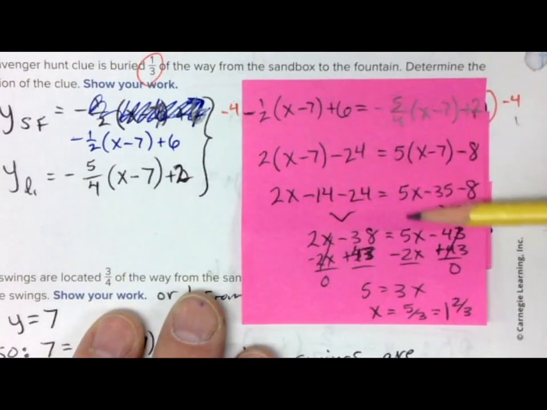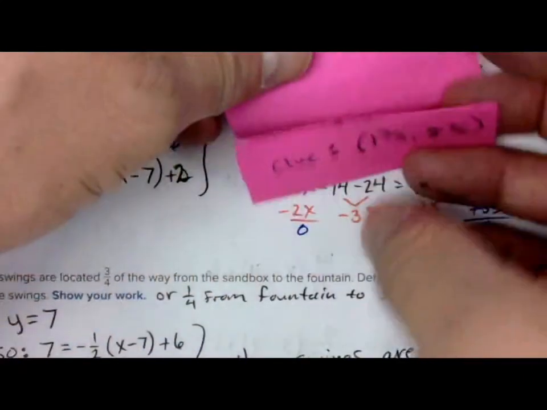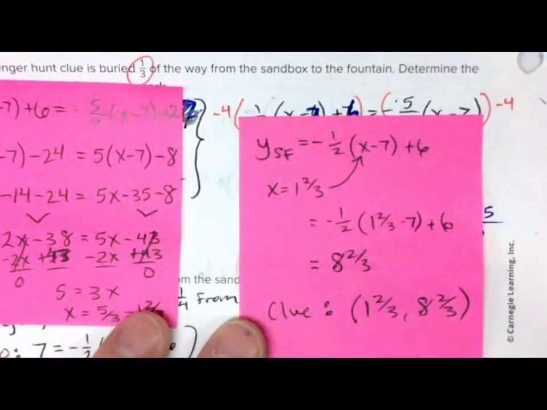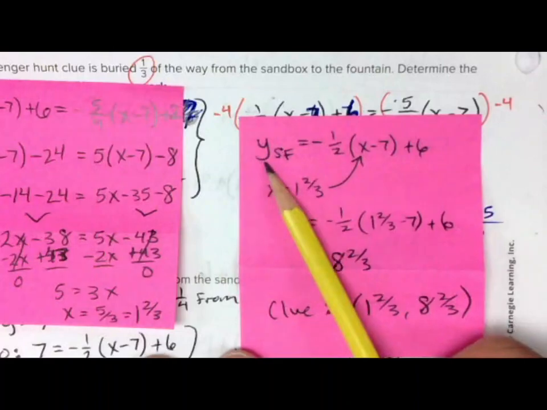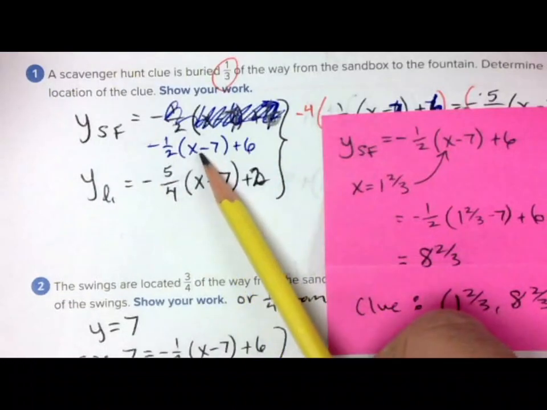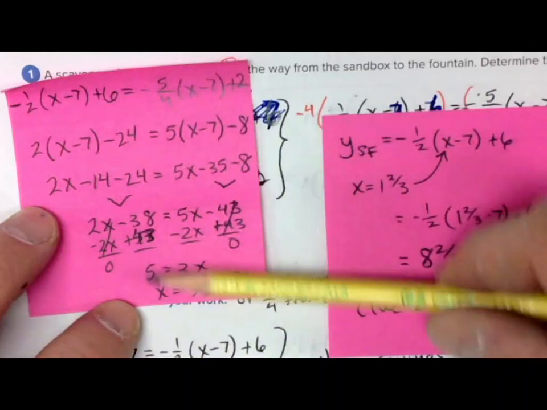This is all photo math at this point, because you're going to continue to solve the equation to get x equals 1 2/3. But if you know that x equals 1 2/3, then you're going to have to go back and solve to figure out the y coordinate. So I'm picking the equation for the sandbox to the fountain, and I'm going to replace the x in the sandbox-to-fountain equation with the x that we got from solving for it.